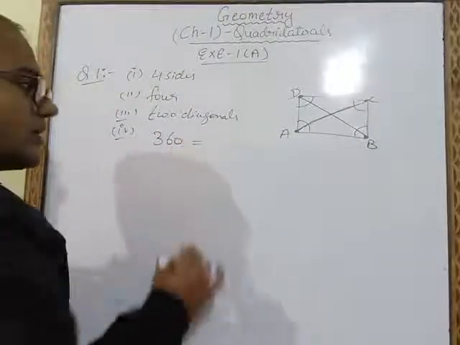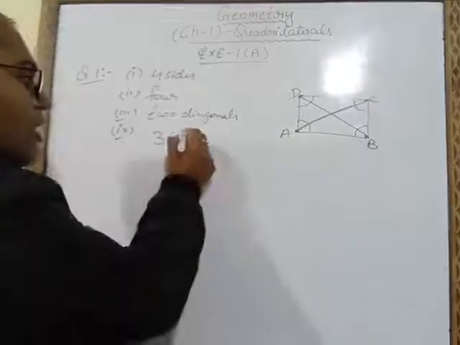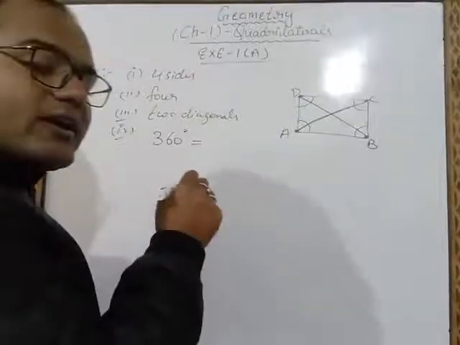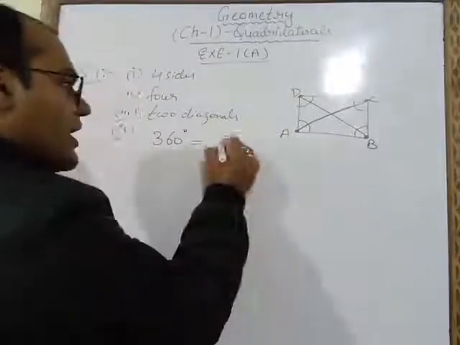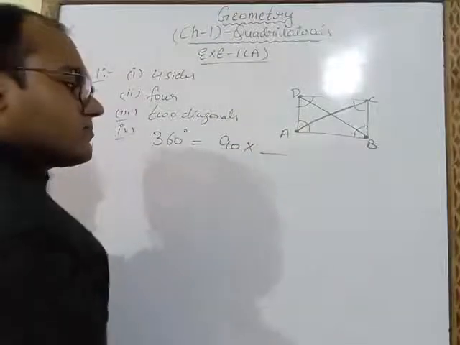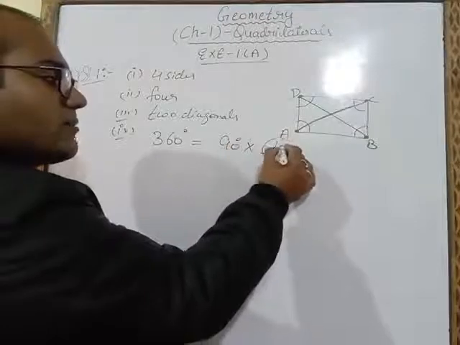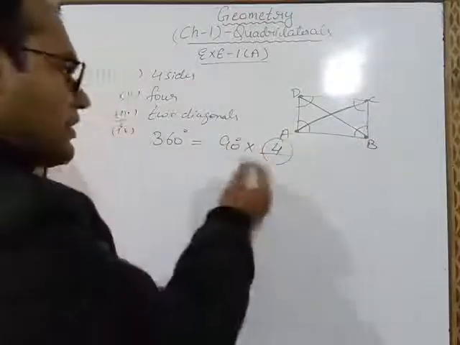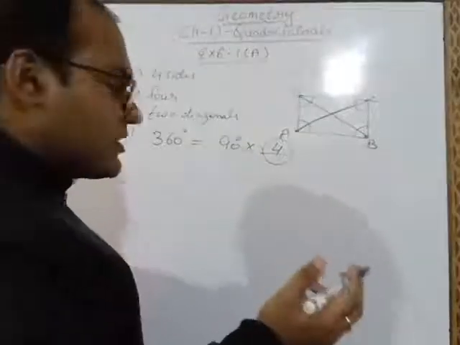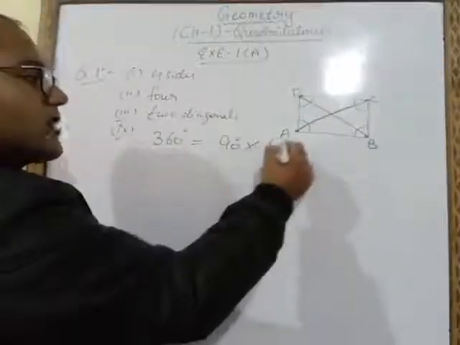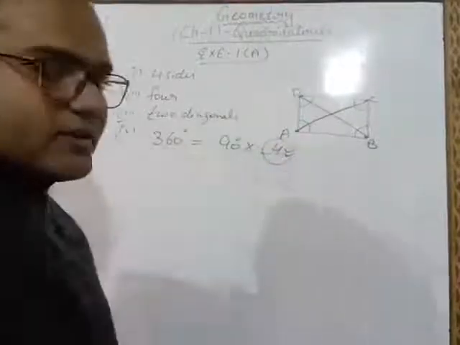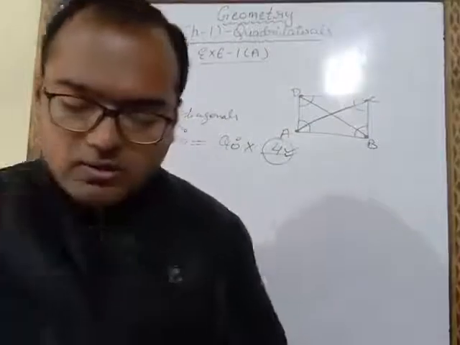Now the question asks, how many 90s make 360? So 90 multiplied by dash. You have to tell how many 90s you have to take. If we multiply it by 4, then we will get 360. So the final answer of the fourth part is 4 right angles. So this is question number first.